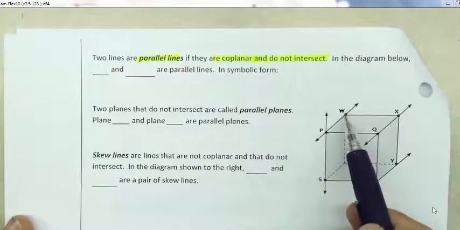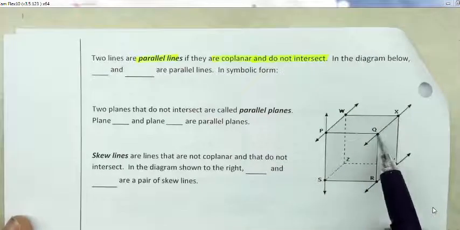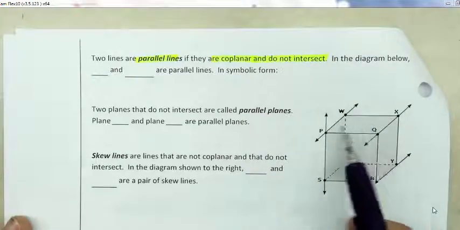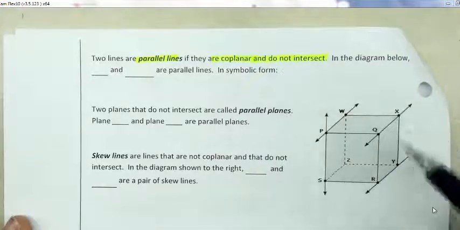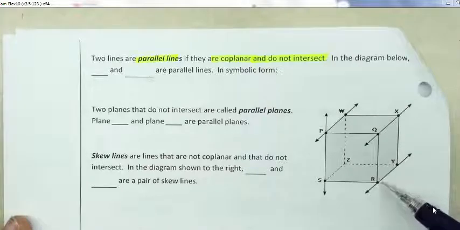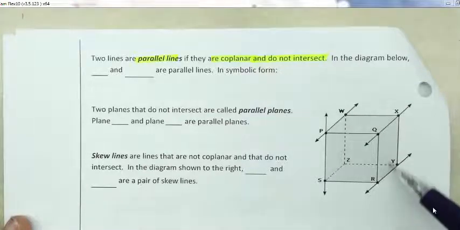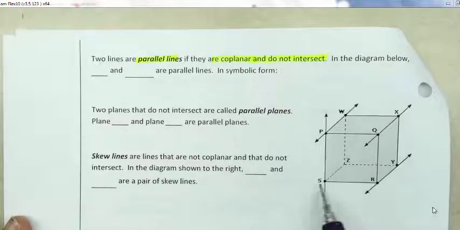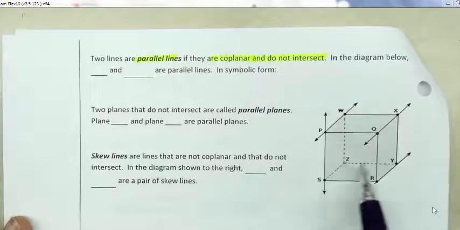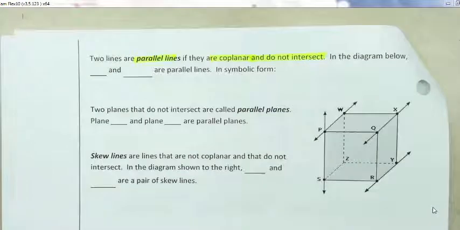And there's a bunch of them. So for example, line PW and line QX, those two are in the exact same plane, okay, and they also never ever will intersect. You could also do line QX and line RY. Again, same plane, they're in the side plane here, never going to intersect. You could do line SR, line ZY. Okay, so you can keep doing this over and over.